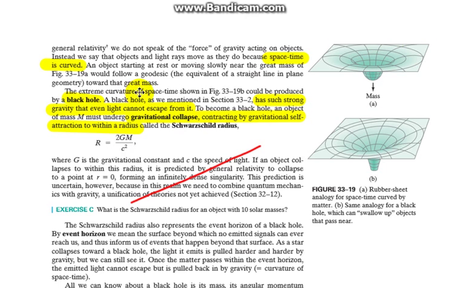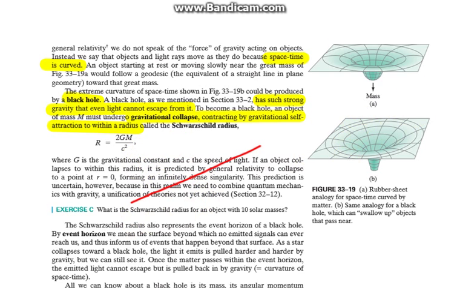So the extreme curvature, as we see here, could be produced by a black hole. It has such a strong gravity that even light doesn't get deflected, but it just simply goes right into the black hole and can't escape. And to become a black hole, we'd have to have a mass undergoing a gravitational collapse, contracting by gravitational self-attraction within a radius. So of course stars undergo this, and we have a small area with a huge mass, and of course really curving space and time.